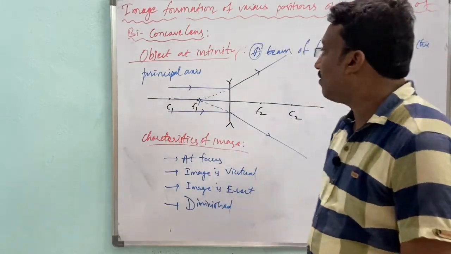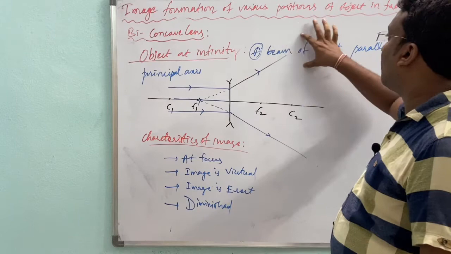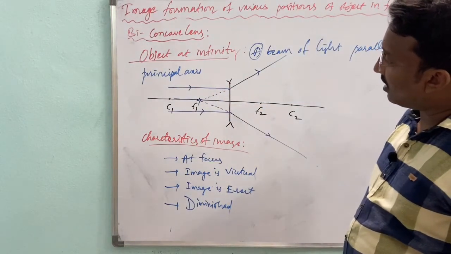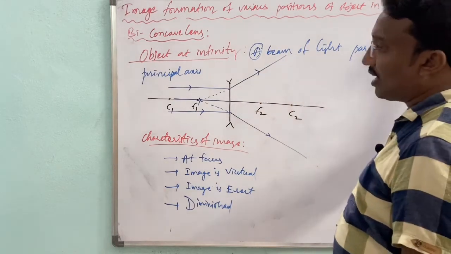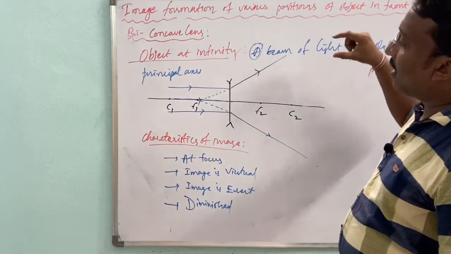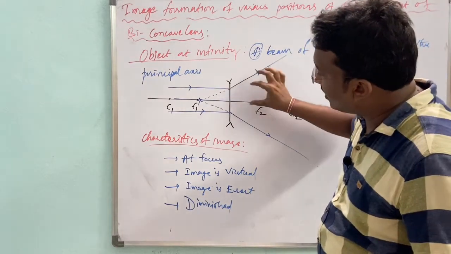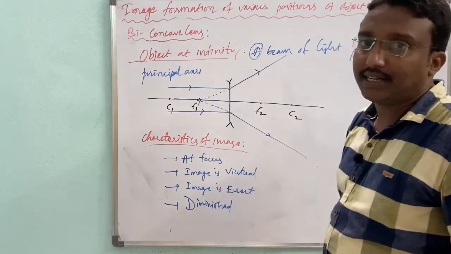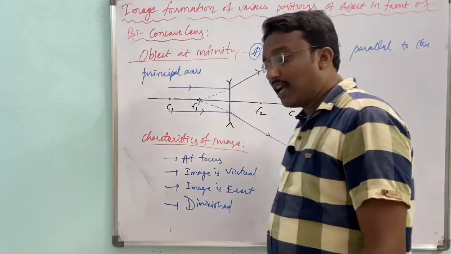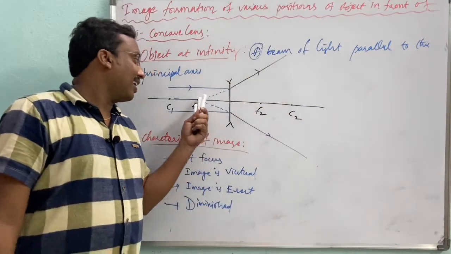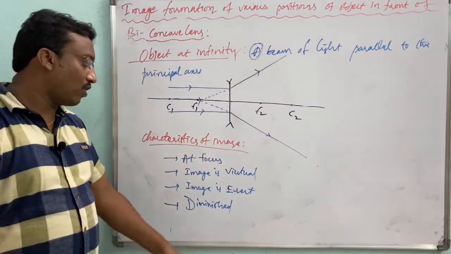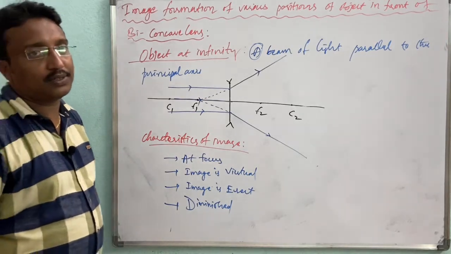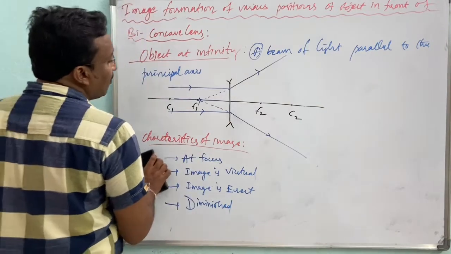If a parallel beam of light, parallel to the principal axis, falls on the concave lens, then the refracted rays diverge, and these diverging refracted rays are extended backward until they meet at the focus. At that point, the focus, the image is formed. That image is virtual, erect and diminished. Got it? This is the first case.